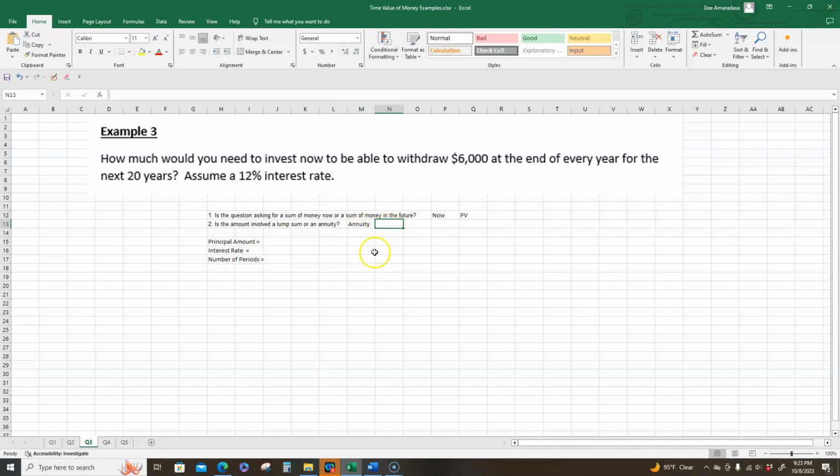And then every time it's an annuity, we also have to determine, is this an ordinary annuity or an annuity due? Ordinary means end of the year. Annuity due means beginning of the year. The question says end of the year, so this is going to be an ordinary annuity.